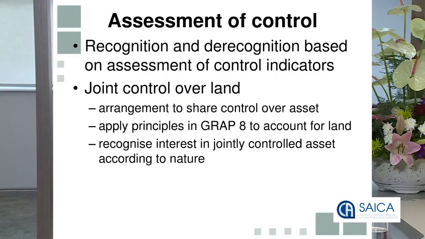So once the entity has now looked at the indicators of control around legal ownership and the right to direct access and to restrict and deny access of others to the land, it needs to make an assessment as to whether or not it controls the land. Based on that assessment, if it controls the land, it needs to recognize the land as an asset in its financial statements. If control is not assessed, then it needs to de-recognize the land from its statement of financial position.